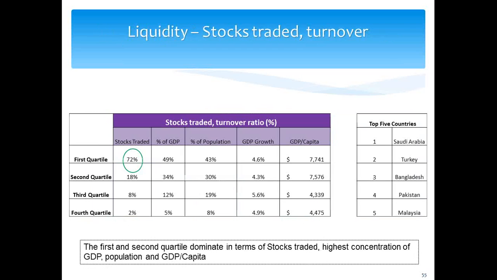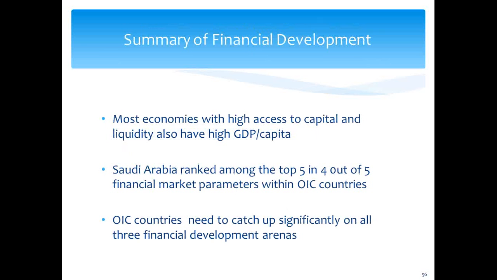The quartile table for the liquidity factor is highest in the first quartile and then drops significantly. The rest of the areas are concentrated in the first and second quartile. Liquidity is highest for those economies with developed financial markets. So with that, we come to the summary of the financial development sector.